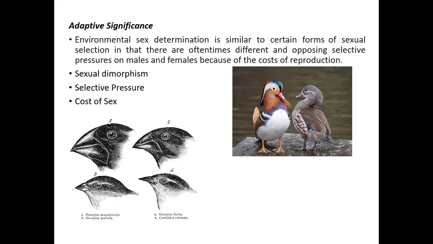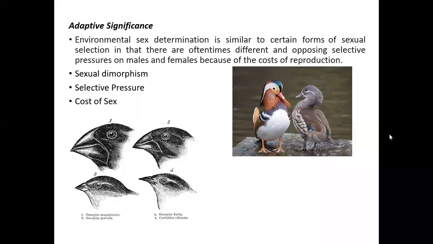Environmental sex determination is similar to certain forms of sexual selection, in that there are oftentimes different and opposing selective pressures on males and females, especially because of the cost of reproduction. So that is sexual selection. It is common throughout most of the birds also, and often results in sexual dimorphism, that is differences in size and appearance between sexes in the same species.